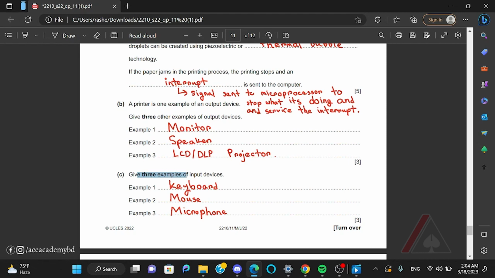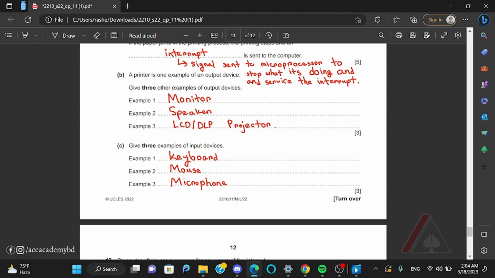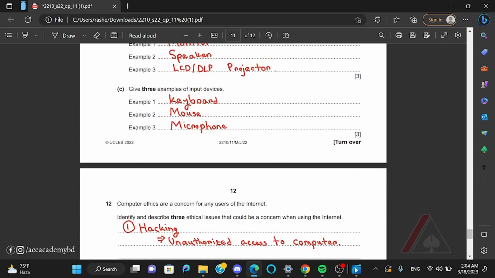C, give three examples of input devices. Now, once again, there are numerous examples. The first one being keyboards, the second one being mouse, third one being microphone. You could also include examples like sensors, and then webcams or cameras as well.